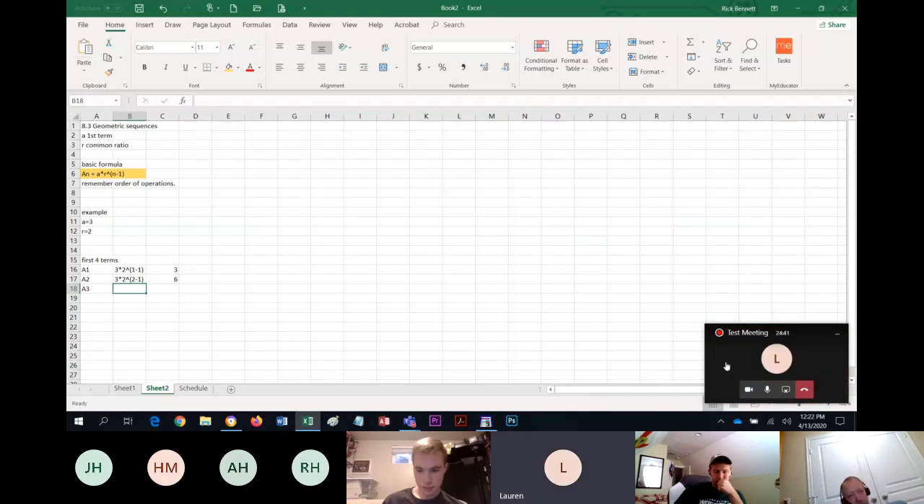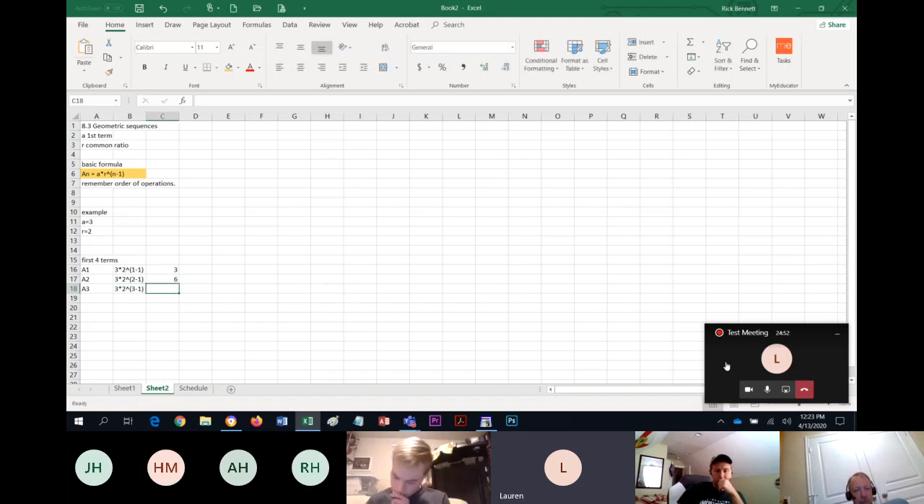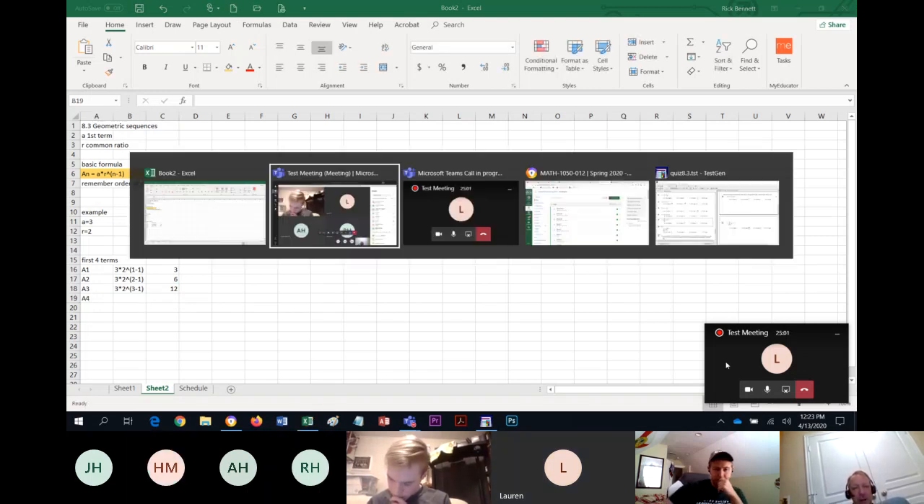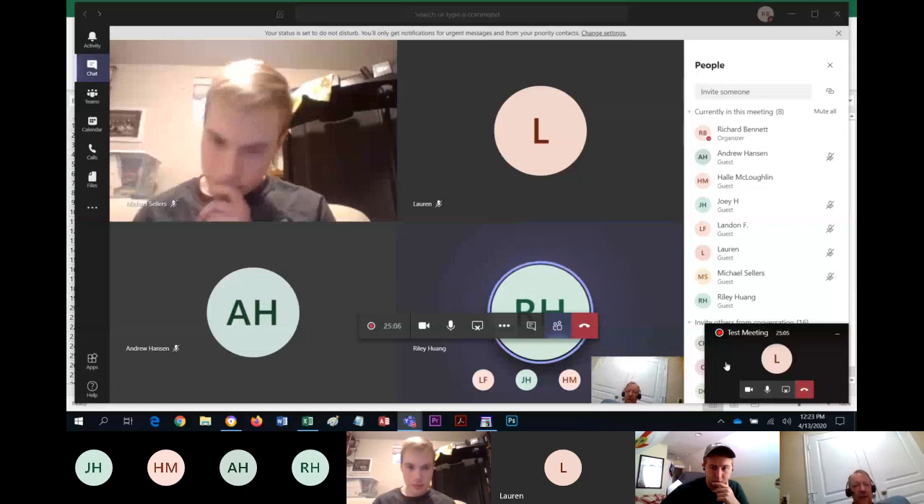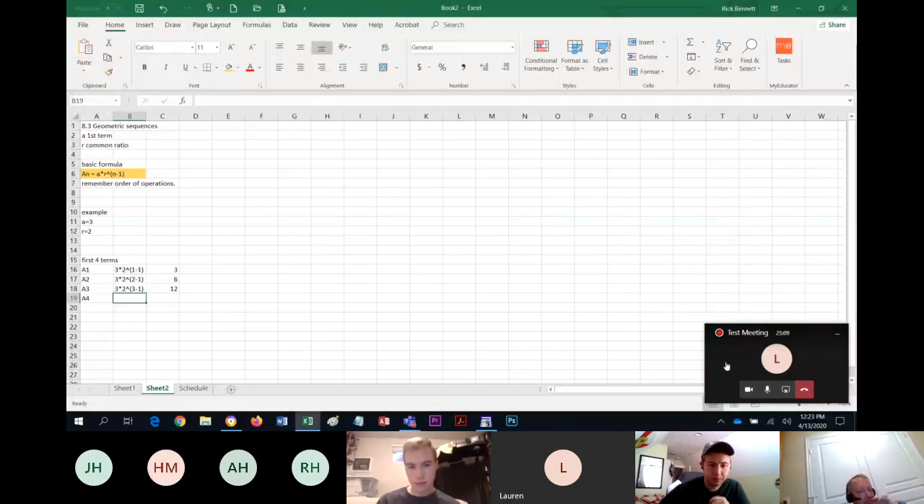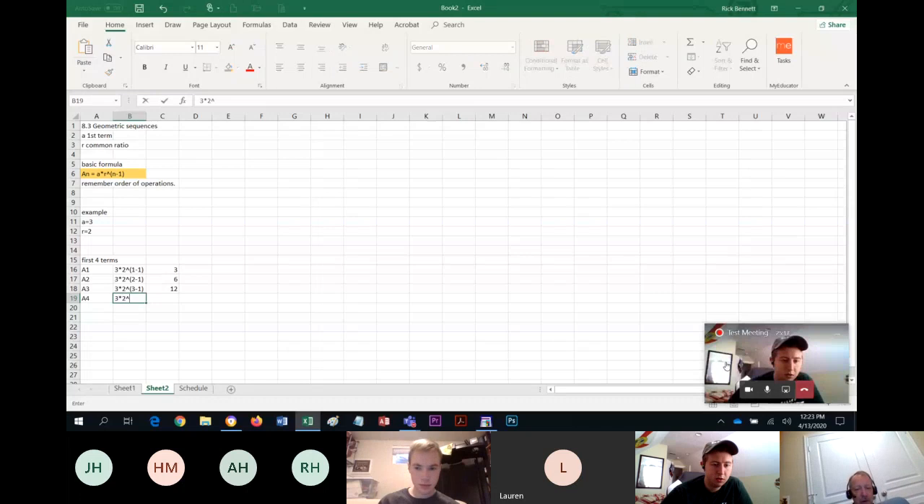Yeah, so it would be 3 times 2 to the third minus 1, which would be 2 squared. So 4 times 3 is 12. Perfect. And I hope nothing broke there. A sub 4 equals, whose turn is it now? It is Landon's turn. It's going to be 3 times 2 to the power of 4 minus 1. 4 minus 1. Perfect. Okay.